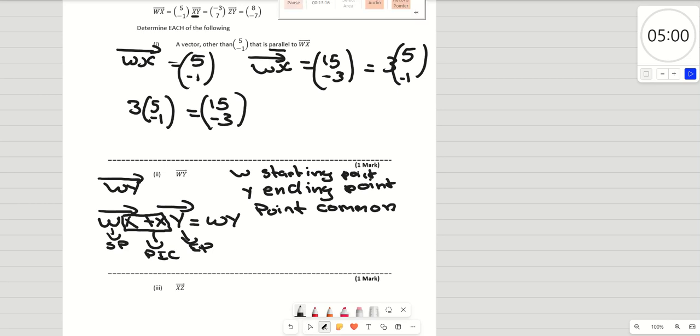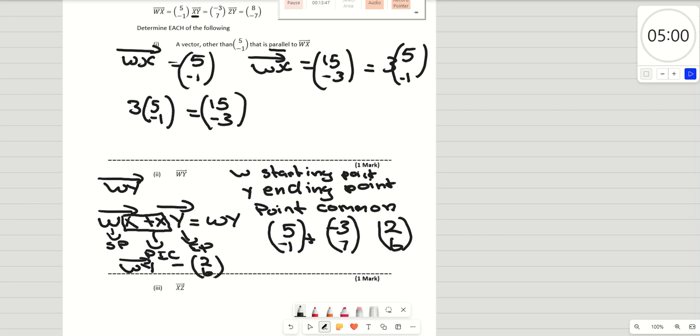Okay, so now what is wx? Wx is 5, minus 1, plus what is xy? Minus 3, 7. You're adding this up to give you wy, right? So 5 plus minus 3 is 2, and minus 1 plus 7 is 6. So what will be wy? Wy, or vector wy, is going to be 2, 6. And that would be your answer.